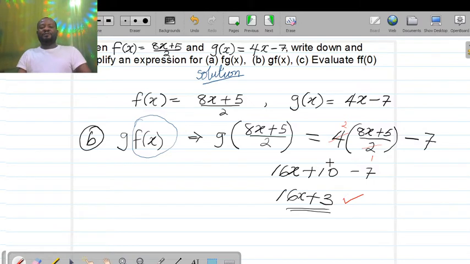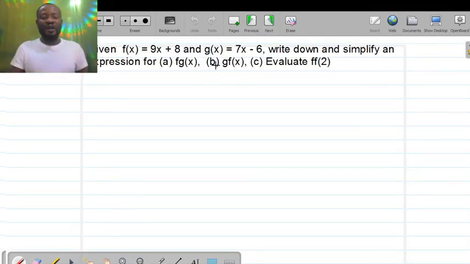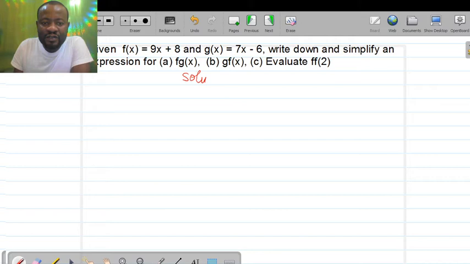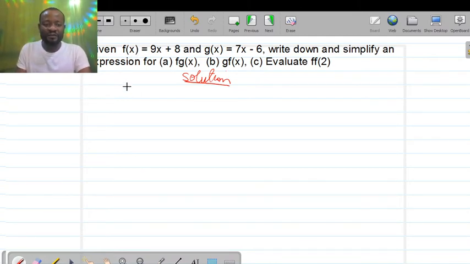Okay, now let's look at another question. Now this question said, given f of x to be 9x plus 8, and g of x is 7x minus 6.